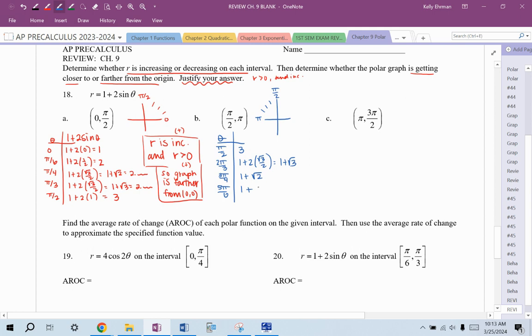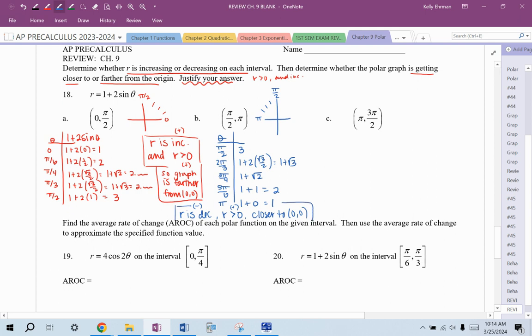1 plus 1 is 2. And then pi, 1 plus 0 is 1. So we're going from 3 to 2 point something to 2 point something a little bit smaller to 2 to 1. So r is decreasing, and r is still greater than 0, these signs negate each other. I think of this still as velocity and acceleration. If they're acting against each other, you're slowing down. So the graph is getting closer to 0, 0.